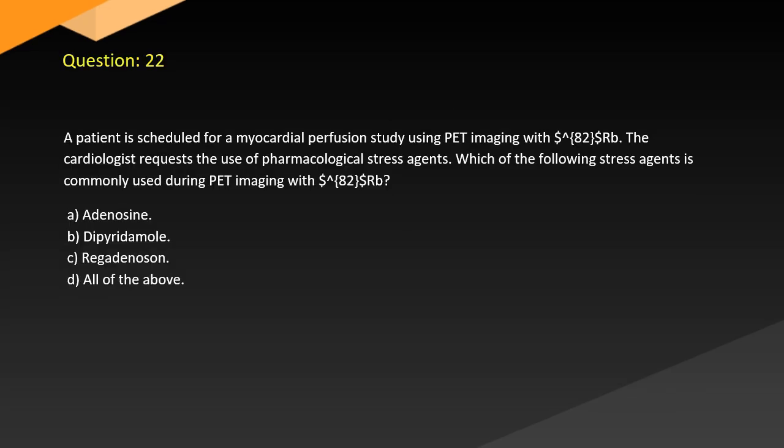Question 22. A patient is scheduled for a myocardial perfusion study using PET imaging with 82Rb. The cardiologist requests the use of pharmacological stress agents. Which of the following stress agents is commonly used during PET imaging with 82Rb? A. Adenosine. B. Dipyridamole. C. Regadenoson. D. All of the above.